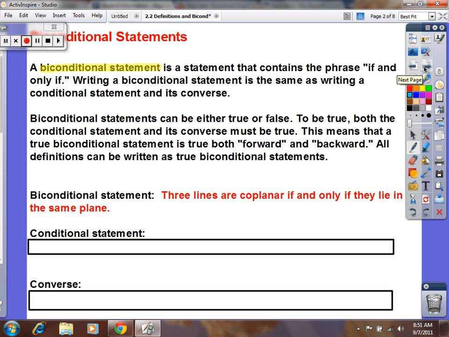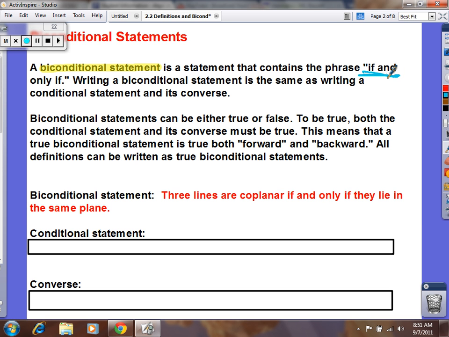You got to know what a biconditional statement is. A biconditional statement contains this. Everybody underline this: if and only if. So in your English, when you come across this, if and only if, this is going to be a biconditional statement. Biconditional statements are either true or they're false. And we are interested in looking at them and trying to prove them false. If we can't prove them false, then we're going to assume they're true.